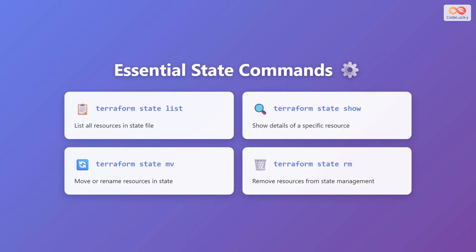Terraform provides several commands for managing state files directly. The terraform state list command displays all resources currently tracked in your state file, giving you a quick inventory. The terraform state show command reveals detailed information about a specific resource, including all its attributes and current values. The terraform state mv command, or move, allows you to move or rename resources within the state, useful when refactoring your code structure. And the terraform state rm command, or remove, removes resources from state management without destroying the actual infrastructure. This is helpful when you want Terraform to stop managing something while keeping it running.